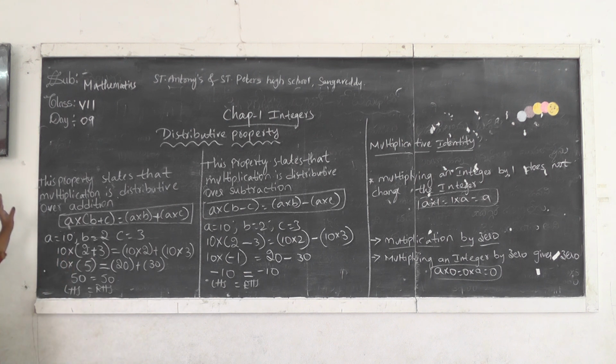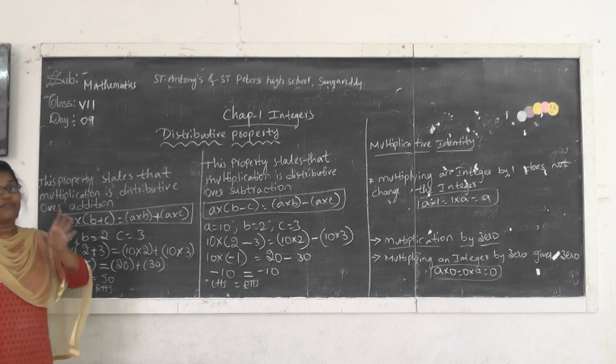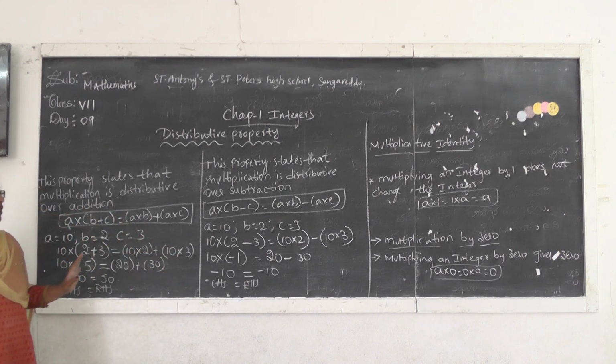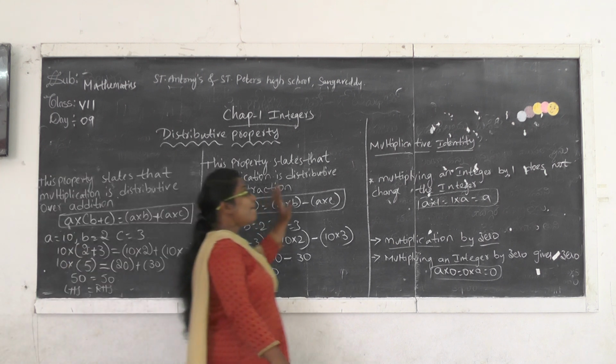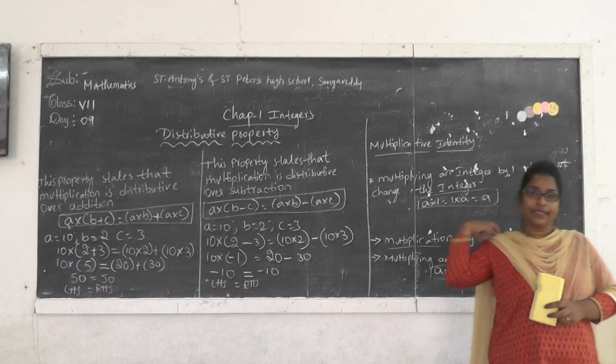Are you able to understand? The distributive property is satisfied for addition as well as for subtraction for integers. Are you able to understand? Now let's move to the multiplicative identity.